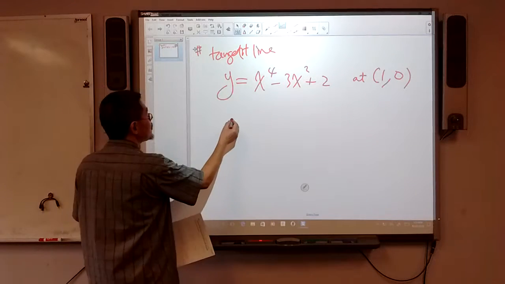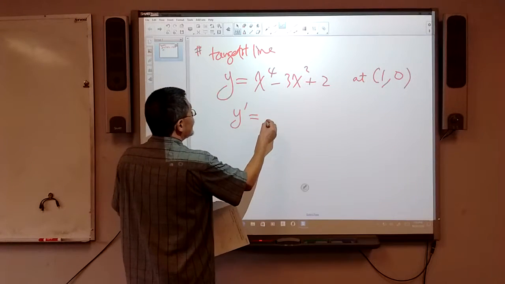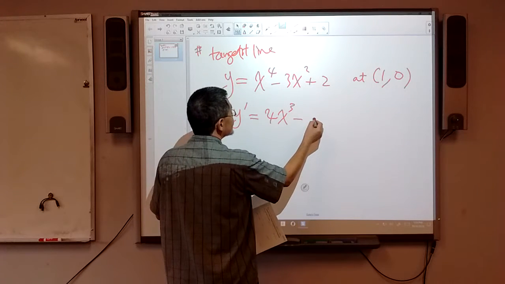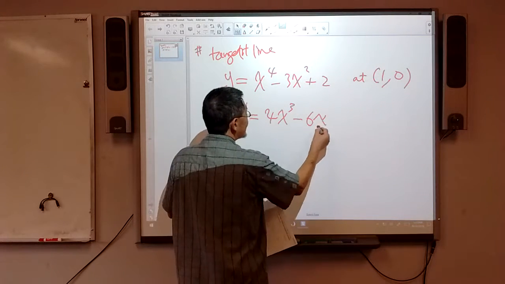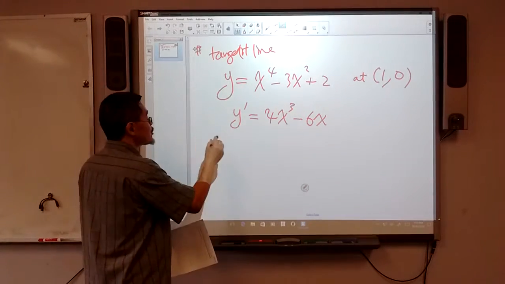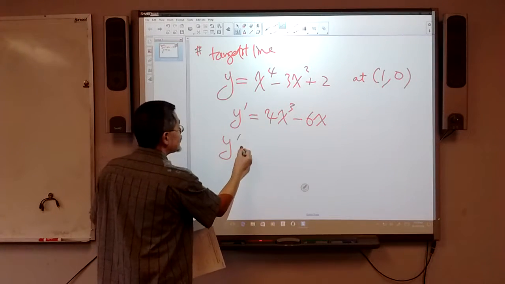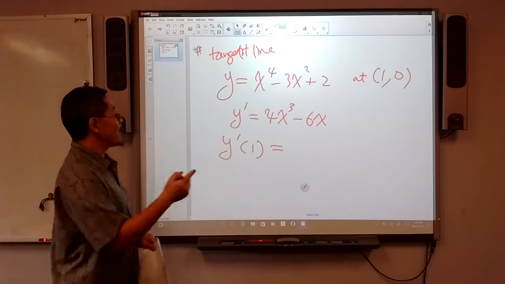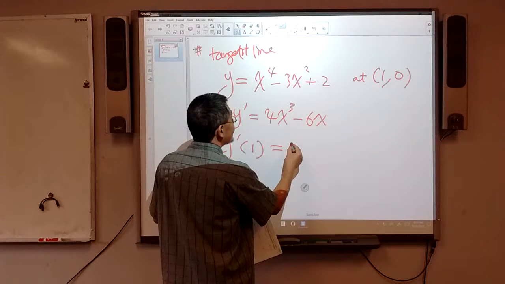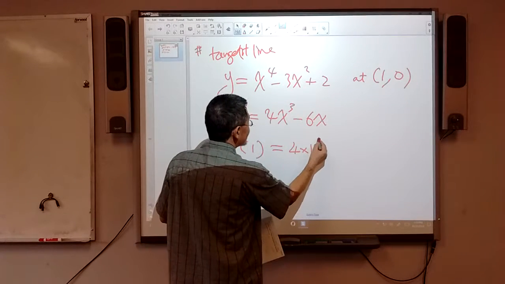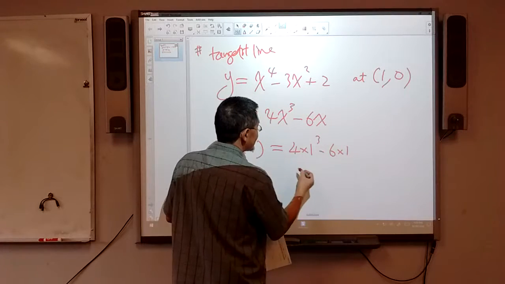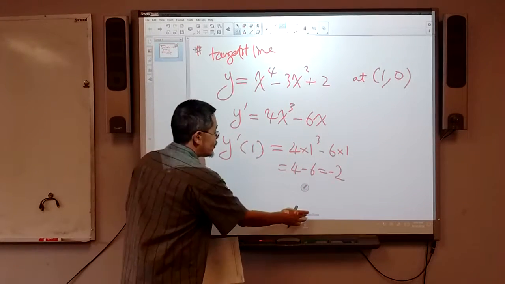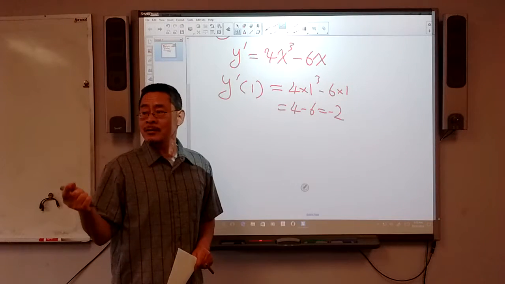So what we need to do is take the derivative: 4x to the third minus 6x, right? Now, the slope at that point is what? X is 1, right? Plug in what we have. 4 times 1 to the third minus 6 times 1 gives us 4 minus 6, which is negative 2. So that's the slope.